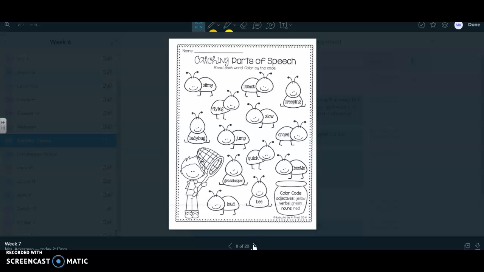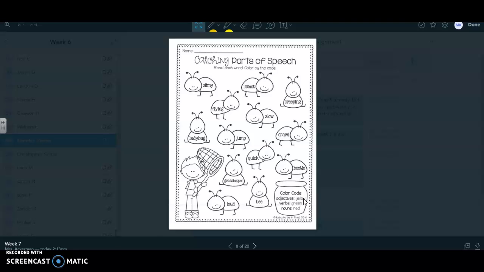And then for grammar, we're going to color, okay? And you have adjectives being yellow, verbs being green, and nouns being red. So you're going to color the little bugs according to what their word says on the little bug back, or the bug belly. So, like I said, adjectives are words that describe how something is.